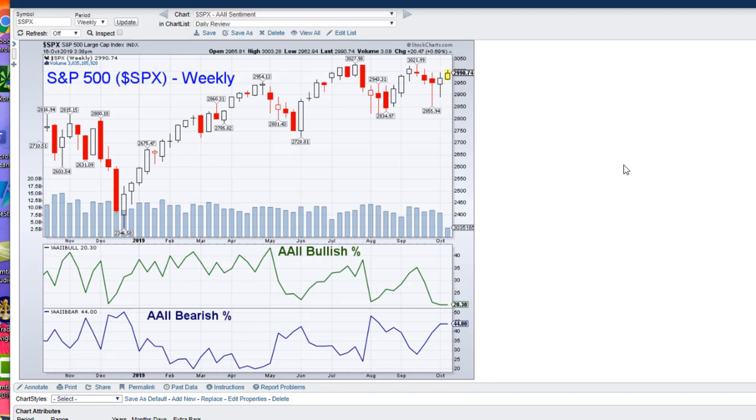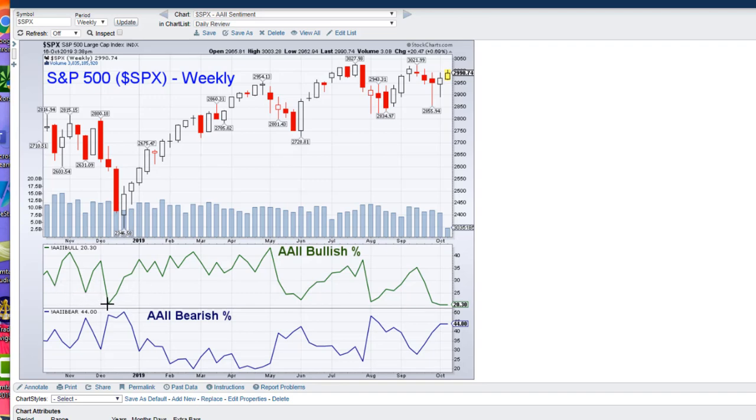Last time I talked about the sentiment indicators. This chart from StockCharts shows that the bullish percentage was down at 20.3 last week. It's bound to go up this week, probably maybe 25 or so. And you can see the bearish was also pretty high at 44. This is an indicator that I follow regularly, but I always tell my students that you need to combine this with the AD line analysis before you act.